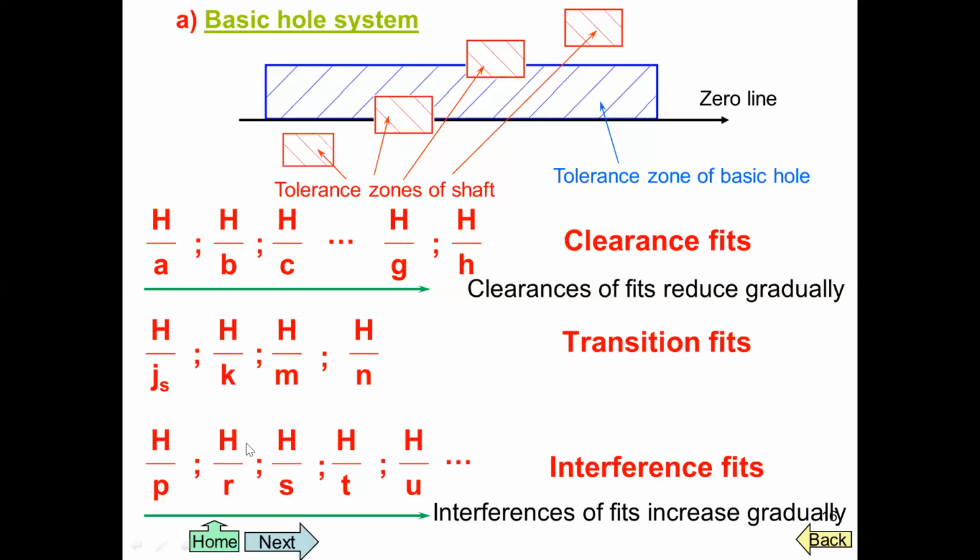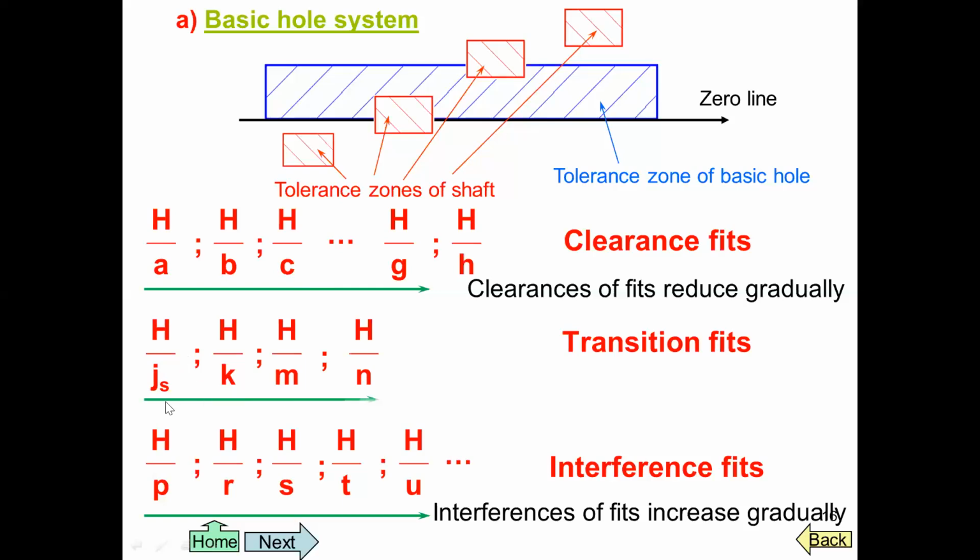That means H over R has more interference than H over B, and so on. And how about the four transition fits: H over JS, H over K, H over M, H over N? What are the differences among them?